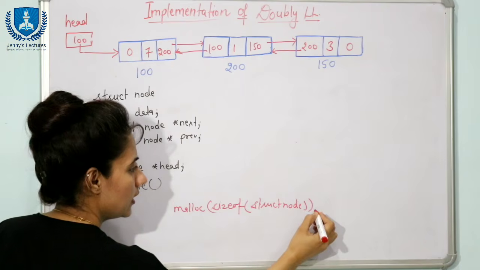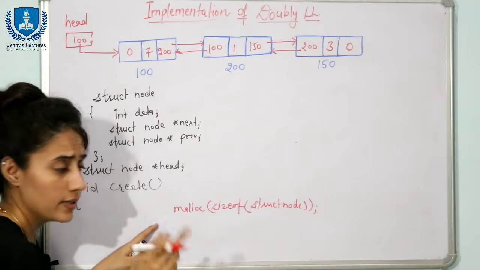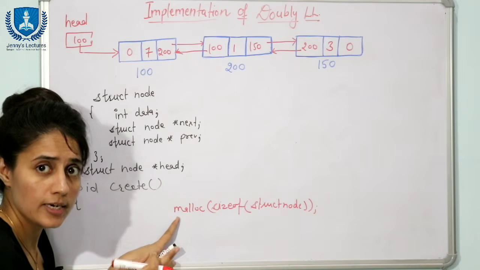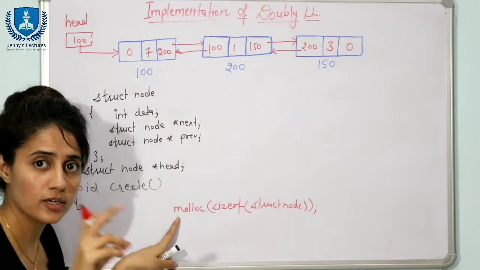So now automatically how many bytes would be allocated? 12 bytes would be allocated. And what will the malloc function return? It will return a pointer to the first byte of that allocated block.